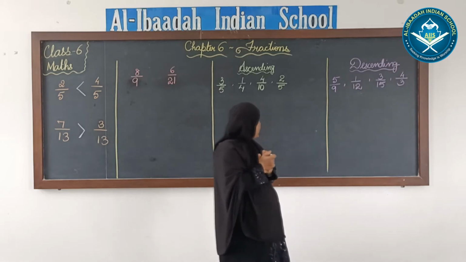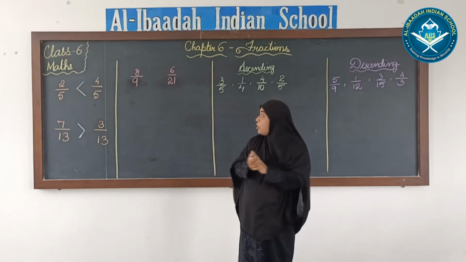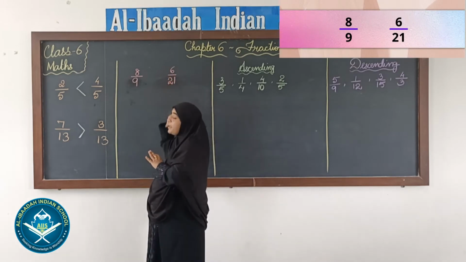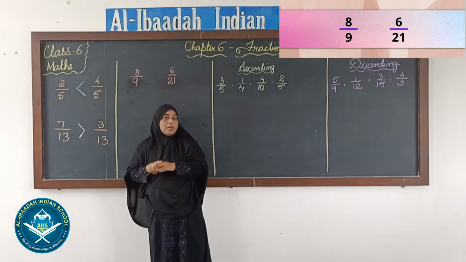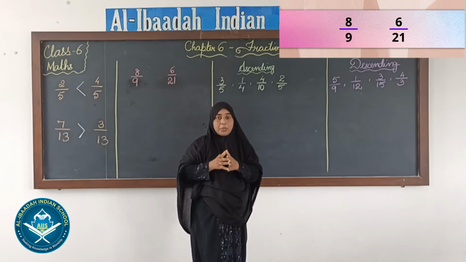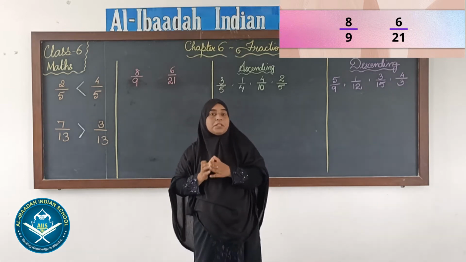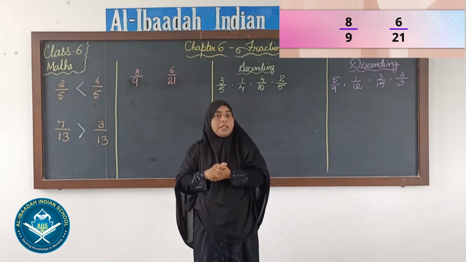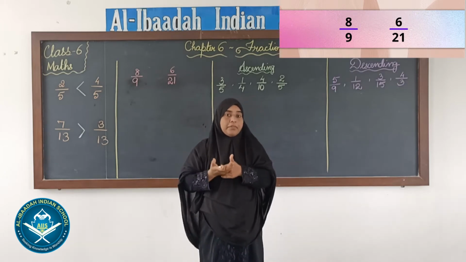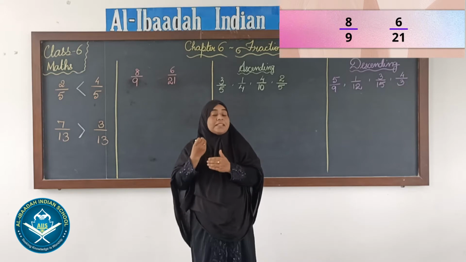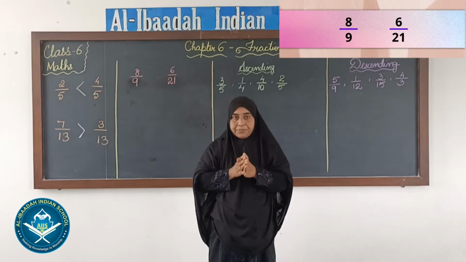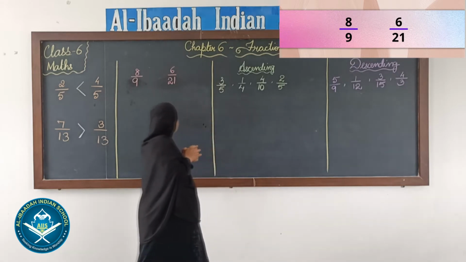Now let us see how we do the comparison of unlike fractions. I have 8 by 9 and 6 by 21. Now when we have different denominators, we have to first convert them to like fractions. Like fractions means we need to convert the unlike fractions to like fractions. We have to find the same denominator. For that we have to find LCM. Let us see how we do that.